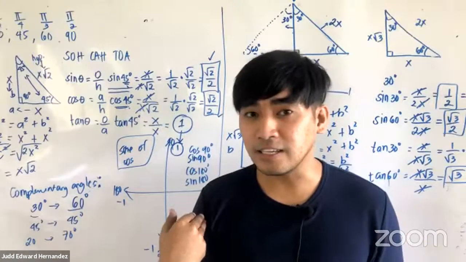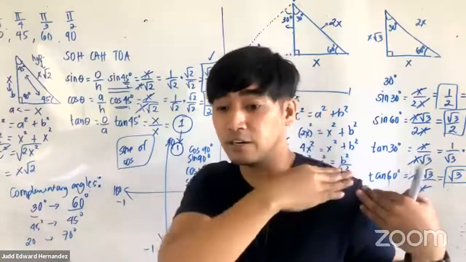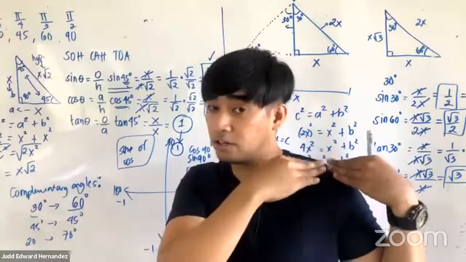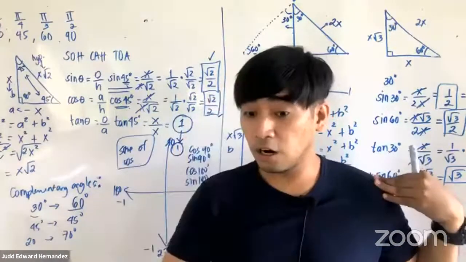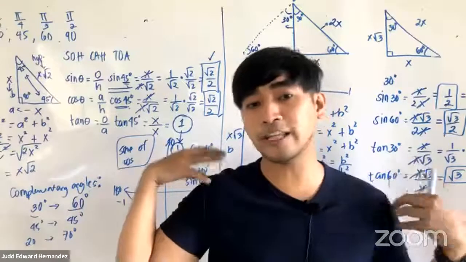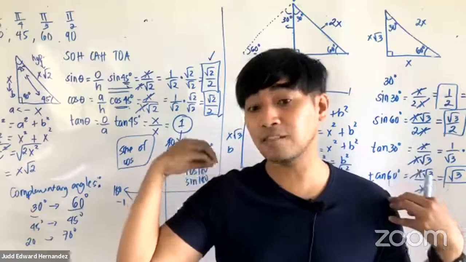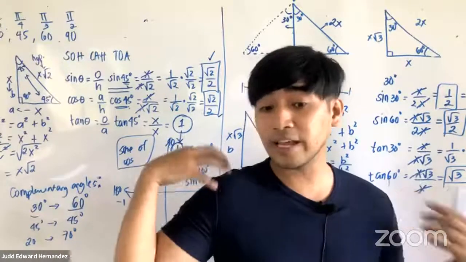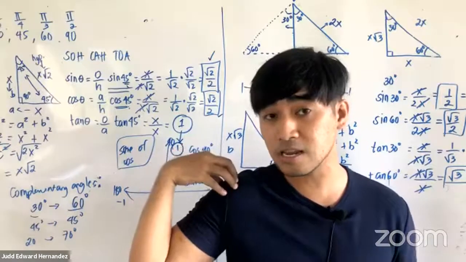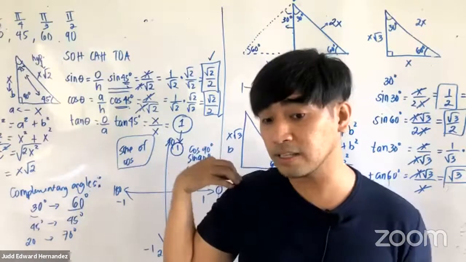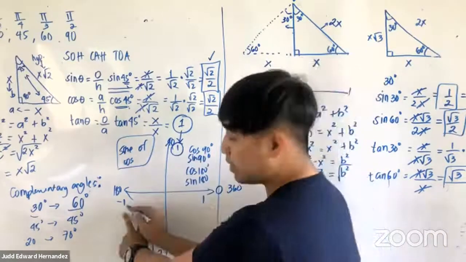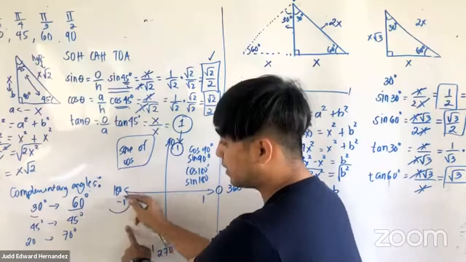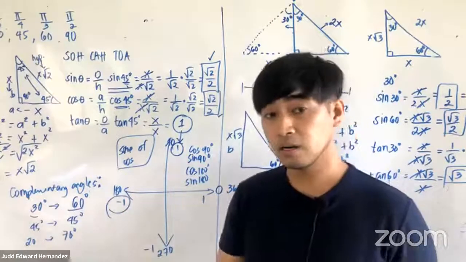Check nyo nga po. Cosine 180. Asan po ba yung 180? This is 0 sa left side ko. This is 90. This is 180. Merong cosine dito. Kaso hindi natin alam kung positive or negative. What is cosine 180? Cosine 180 is equal to negative 1. Ano po yung value dito? This is negative 1. Are we clear?